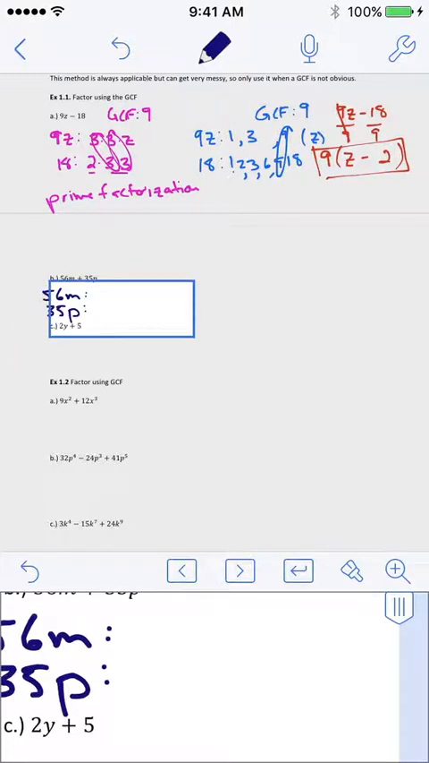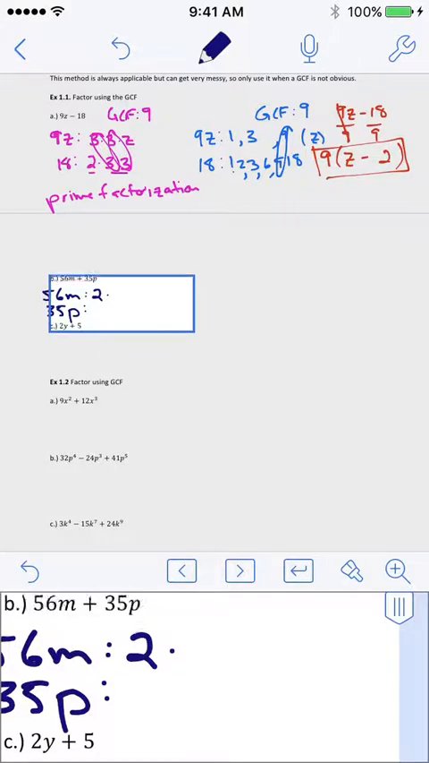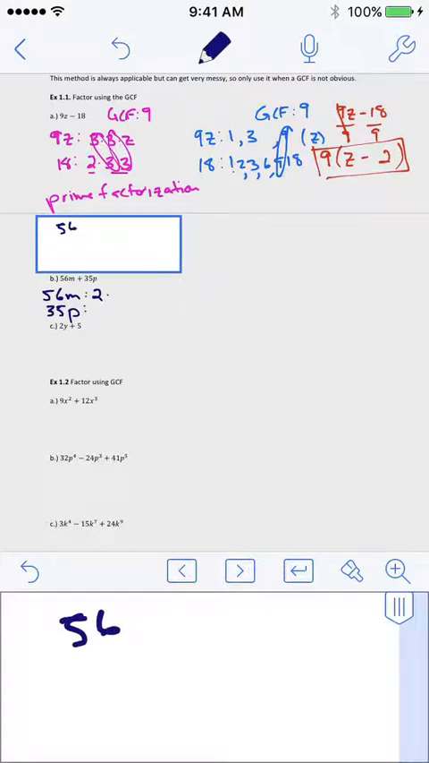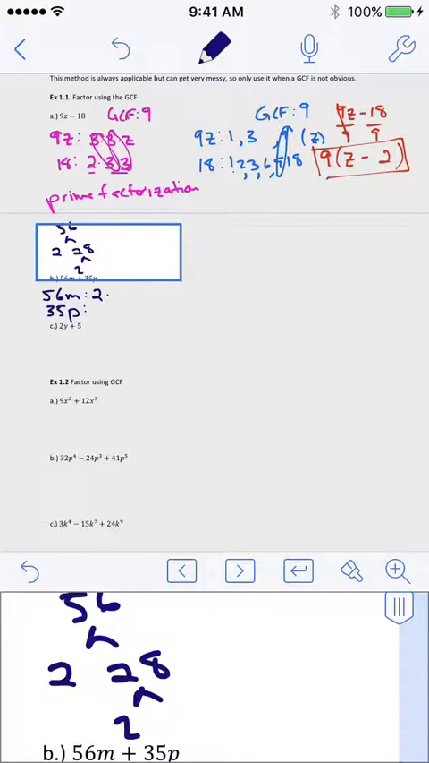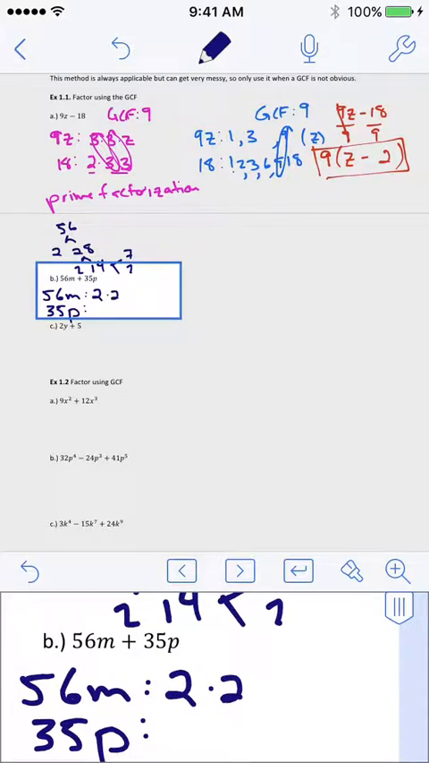So that would start with a 2, because it's even, right? So I have a 2 times, well, 2 times 28 is 56, so now I have to break down 28, because that's not prime. So 56 breaks down into 2 and 28. 28 breaks down into 2 and 14, and then we all know it's 7 and 2. So 2 times 2 times 2 times 7. And I bet you if you plug that back into a calculator, you would definitely find that that equals 56.